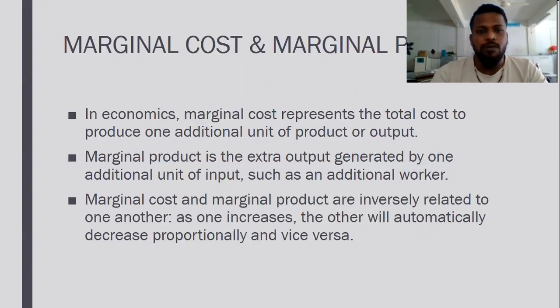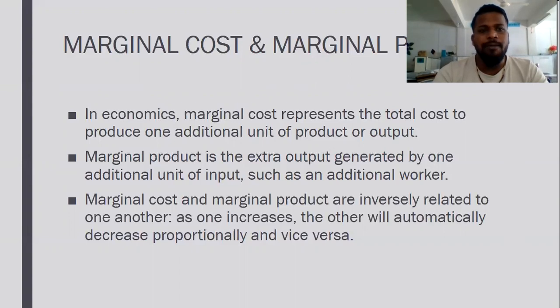Marginal product is the extra output generated by one additional unit of input, such as an additional worker. When you add one more input, the additional output that input creates is considered the marginal product. Normally, marginal cost and marginal product are inversely related to one another. That means one increasing means the other must be falling, and vice versa.